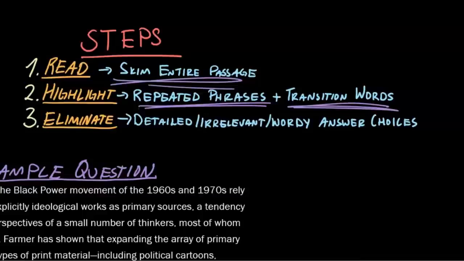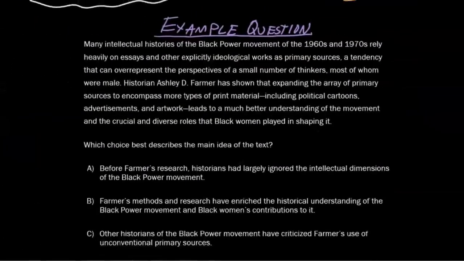Next thing we're going to do is eliminate anything that's too detailed or too wordy. If it's too detailed, too wordy, it's probably not the answer, because of course you cannot have a main idea that's super detailed. It's got to encompass the entire passage, not just part of it. And of course, if you've got an irrelevant answer, you've got to cross that out. Let's take a look at an example question here.